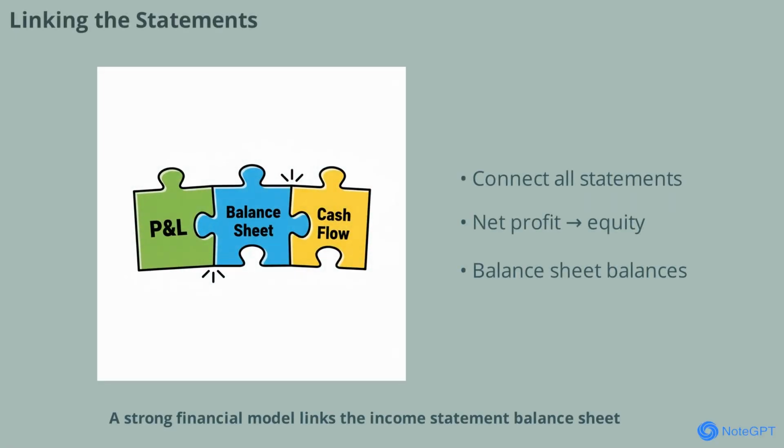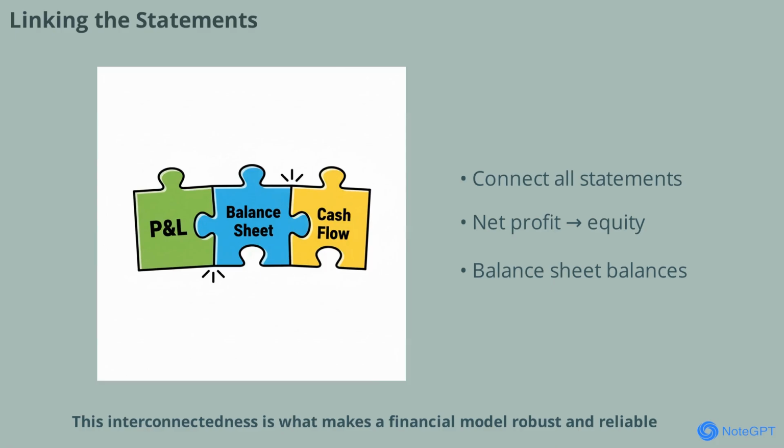A strong financial model links the income statement, balance sheet, and cash flow statement together. For example, net profit flows into the balance sheet as equity, changes in working capital affect cash flow, and capital expenditures impact both assets and cash flow. When all these links are set up correctly, your balance sheet will balance automatically. This interconnectedness is what makes a financial model robust and reliable.